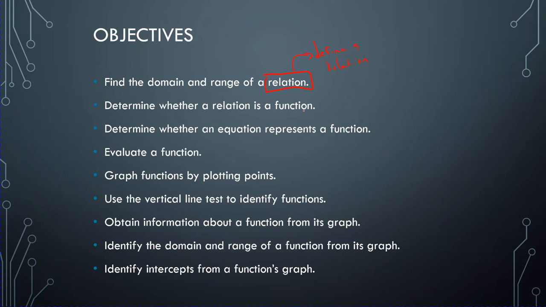Then we'll graph some functions by plotting points. This is kind of a review, just with new notation, so I'm not going to spend too much time on this. I'm going to burn through this, but I do have a lot of examples of plotting functions. Then we're going to introduce something called the vertical line test to identify functions. Then we're going to obtain information about a function from its graph. This is going to be kind of like an application problem.